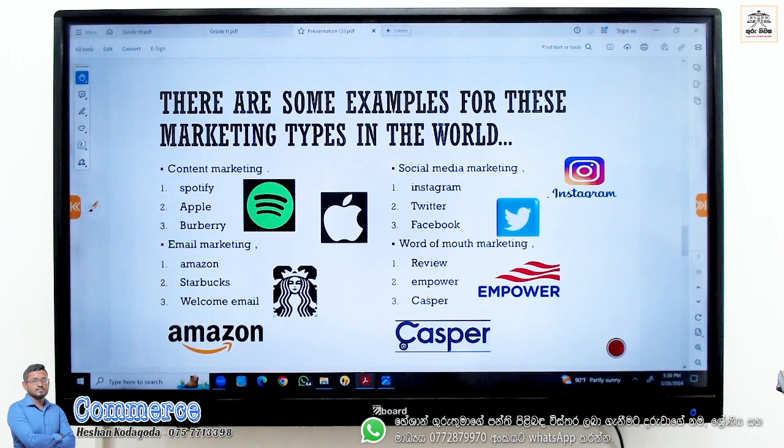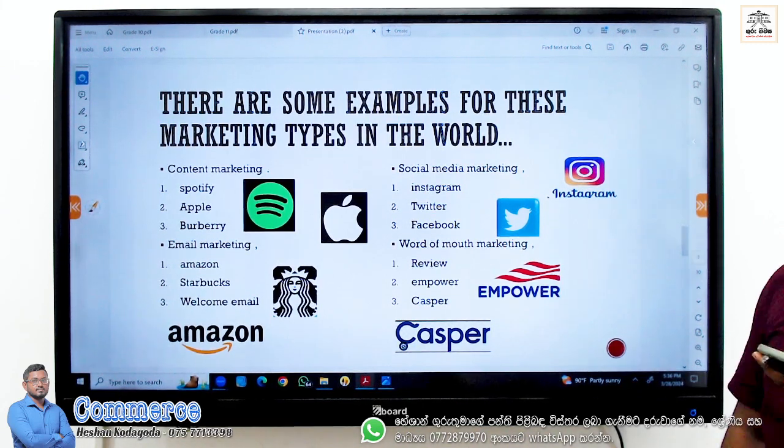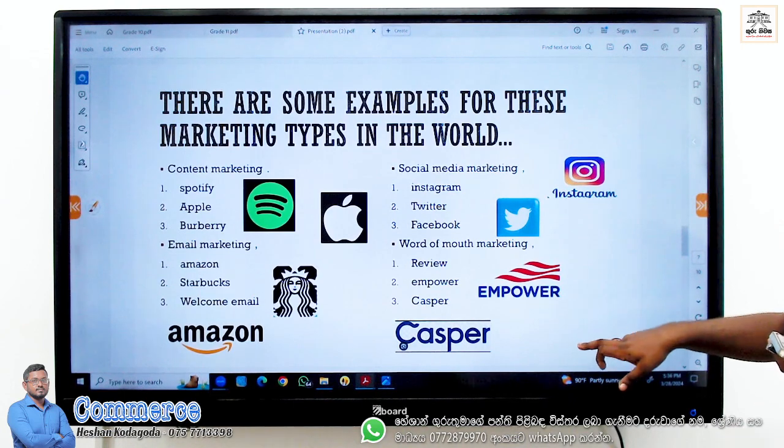There are some examples of these marketing types in the world. For content marketing, Spotify and Apple are some examples. For email marketing, Amazon, Starbucks, and Welcome Email. For social media marketing, Instagram, Twitter, and Facebook. For word of mouth marketing, Revlon, Empower, and Casper are some examples.